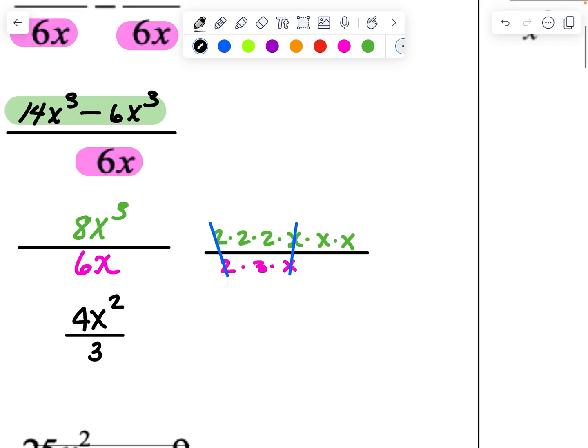And all we're going to put into Canvas is 4x to the power of 2 divided by 3. And that's exactly what's going to go into Canvas. So don't make it more than that.